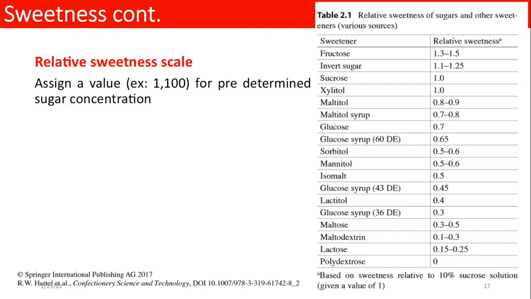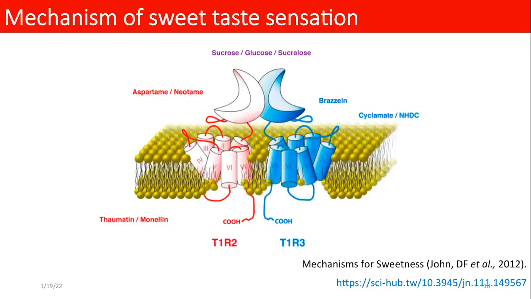Assign a value for a predetermined sugar concentration. You can see different values in the range of 1 to 100, with a value for each sweetness. Here you can see the reference. If you need more details, you can download this research paper and read it. On the mechanism of sweet sensation, you can read the papers I have uploaded to the LMS folder. There are two papers; download them and highlight the important things.